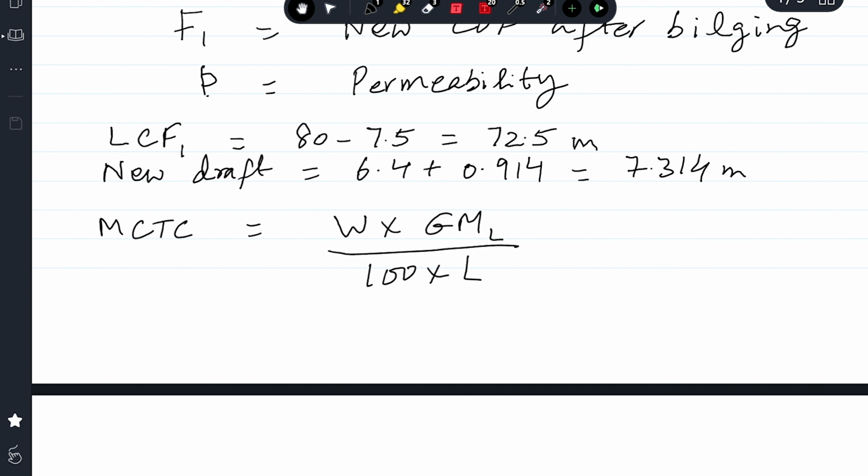Now, as we have discussed, there will be a change of trim. For change of trim, I need MCTC. It's not given in the question, so the formula is W into GML upon 100 into L. So W is the displacement, which is not changed. I have it. GML has changed. I don't have it. So GML is the longitudinal metacentric height upon 100 into ship's length.